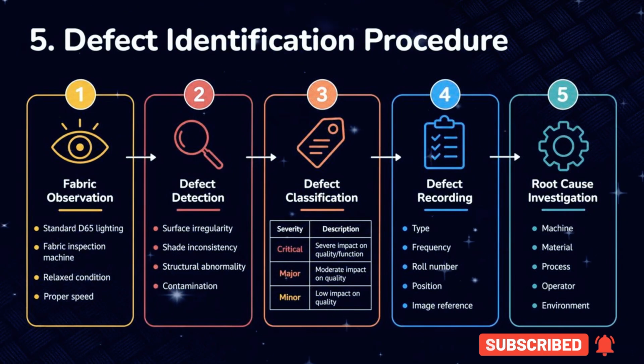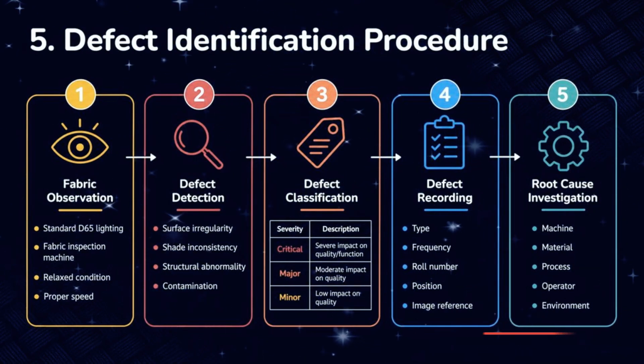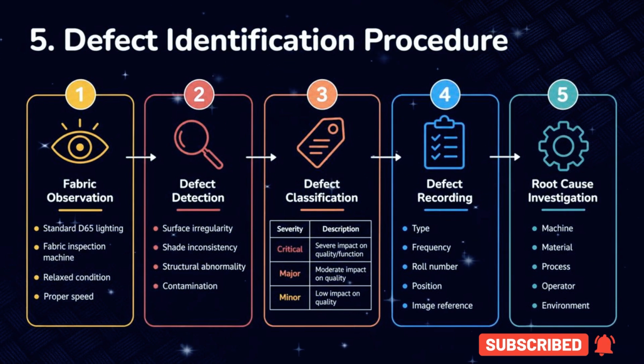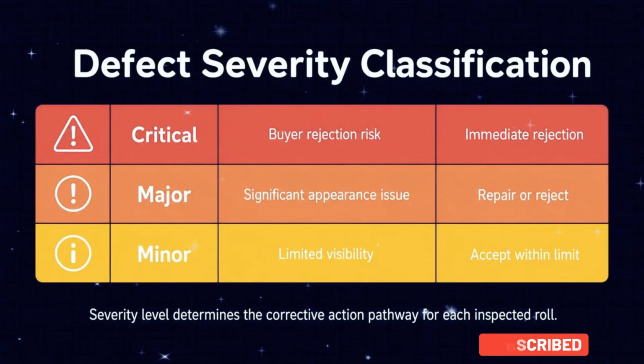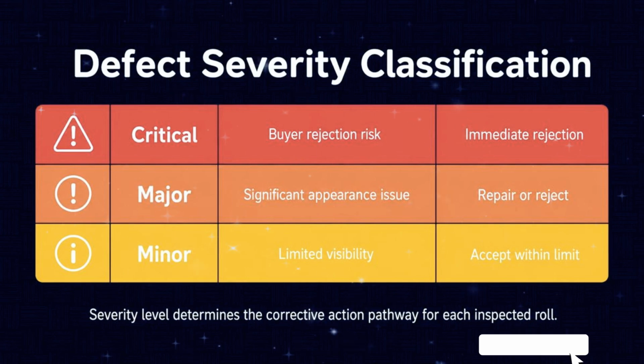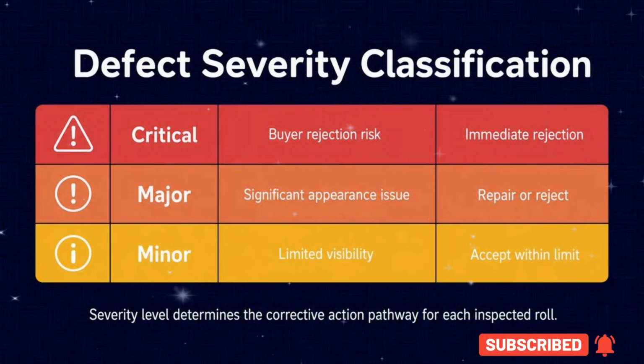Our identification procedure follows 5 key steps: observation, detection, classification, recording, and root cause investigation. Defects are classified by severity as critical, major, or minor. This determines the necessary corrective action for every role inspected.